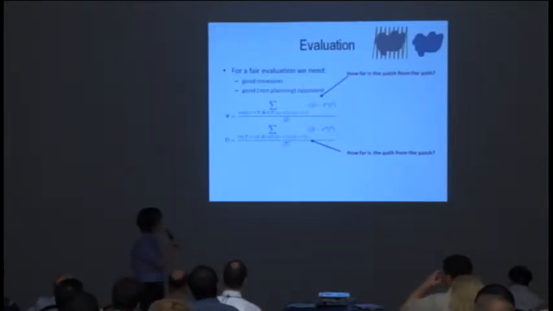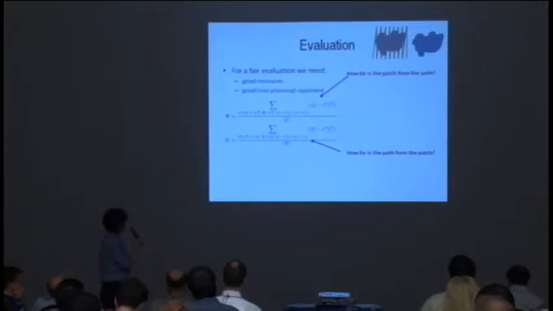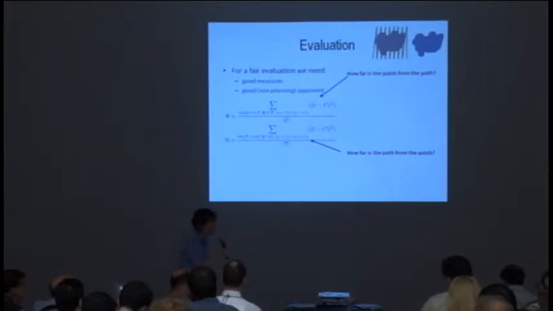And in the other case, on the right, we have a tiny fragment of path just traversing the top of the patch. That would give us a bad score for how far is the patch from the path, because there's lots of patch that doesn't go anywhere near that path, whereas it would get a good score for how far is the path from the patch, because the path is right on the patch in the small part that it actually follows.